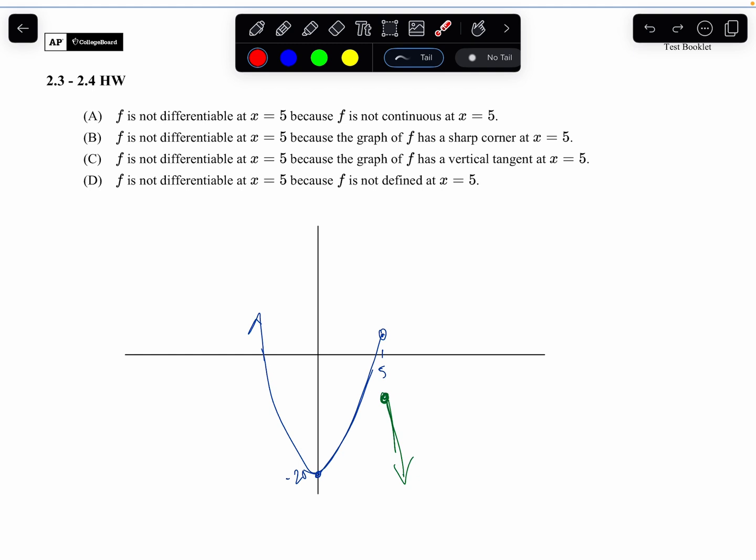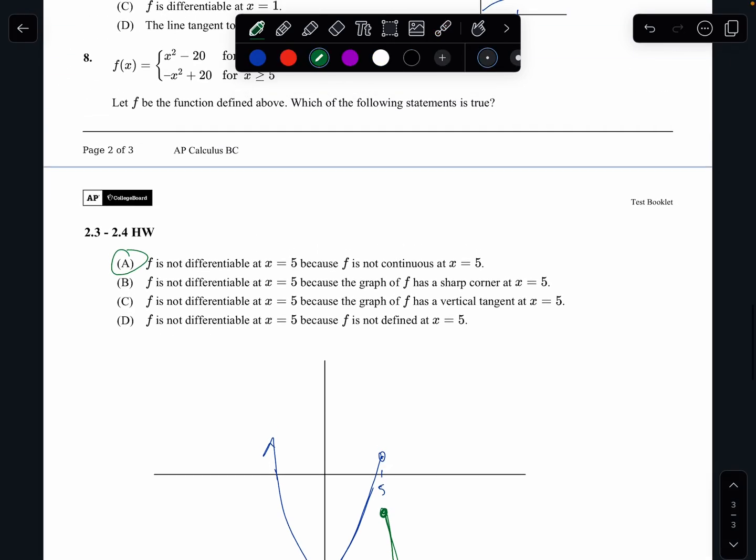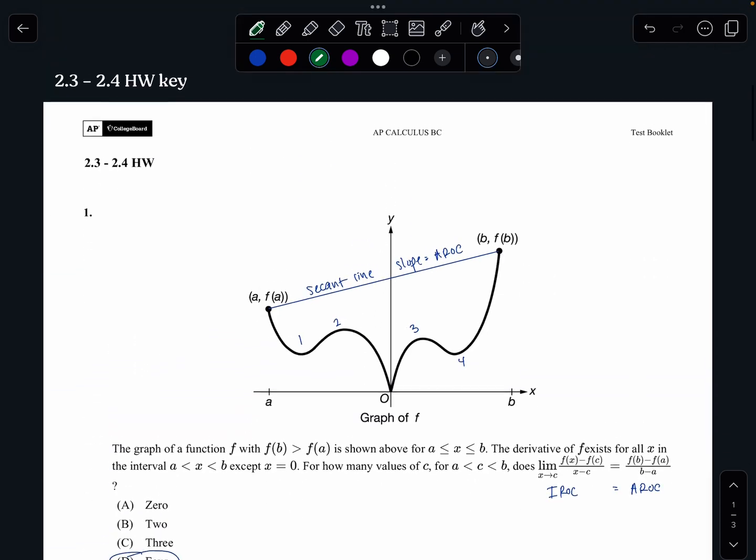F is not differentiable at x equals 5 because we have a sharp corner. Nope, we don't have a sharp corner. F is not differentiable at x equals 5 because we have a vertical tangent. Nope, no vertical tangent here. And f is not differentiable at x equals 5 because f is not defined. No, we're defined. So yeah, it's A. Okay? And that's everything for this homework assignment.